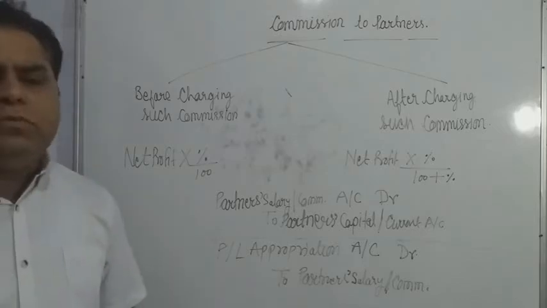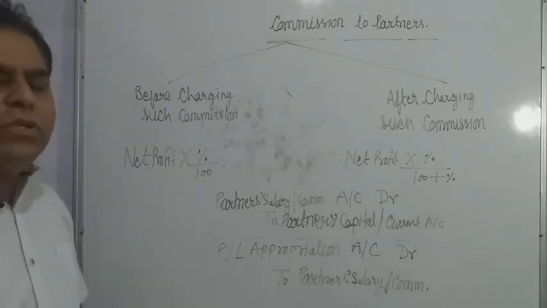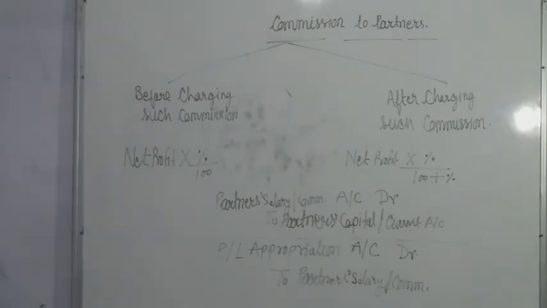or commission to partners. There are two entries. Number one entry is Partners' Salary or Commission Account debit to Partners' Capital or Current Account. This is the entry when salary or commission is allowed. So there are two entries basically.